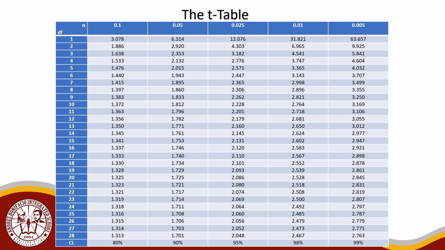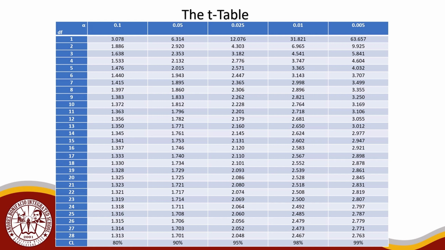Okay, so ang pinili ko lang na t-table ay yung mas konti lang ang nakalagay kasi hindi naman lahat yun ay nagagamit. Okay, so dito sa leftmost column, dito ay nakalagay ang degree of freedom. So 1 up to 28.